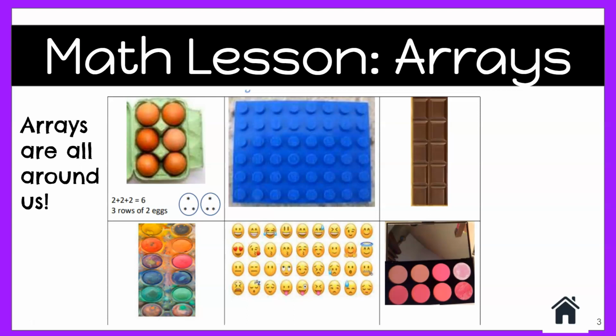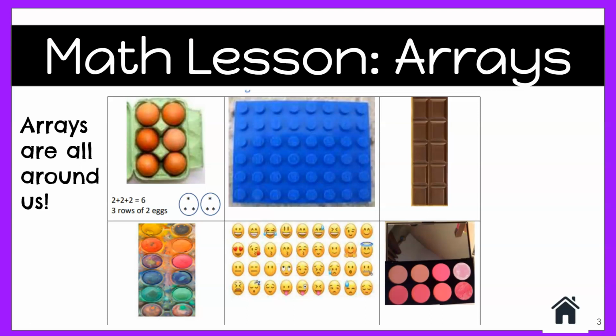So the first picture you see looks like some eggs. I could say 2 plus 2 plus 2 equals 6, or I could say 3 rows of 2 eggs, depending on how I look at that. The next picture, this is a Lego piece, and I know fourth graders love Legos. And so you can sit and you can count all those up, or you can count up the number of rows and you can count up the number of columns.